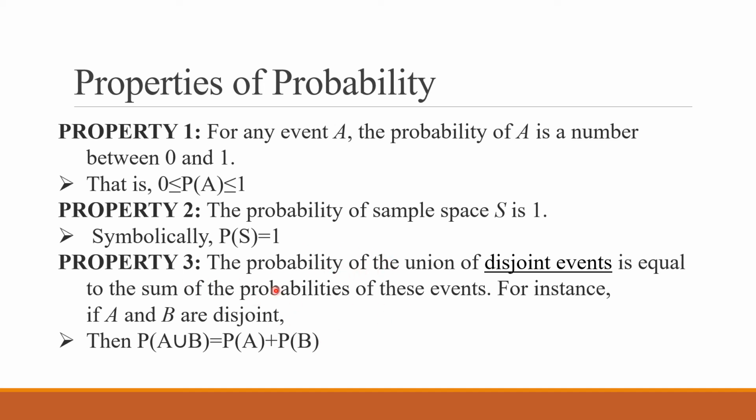Then lastly, the probability of a union of disjoint independent events is equal to the sum of probabilities of these events. In other words, if you're getting the probability of A union B, given that A and B are independent, then the probability of A union B will be the probability of A plus the probability of B.